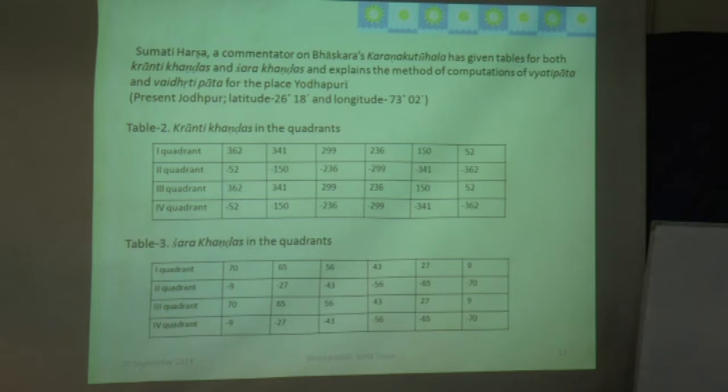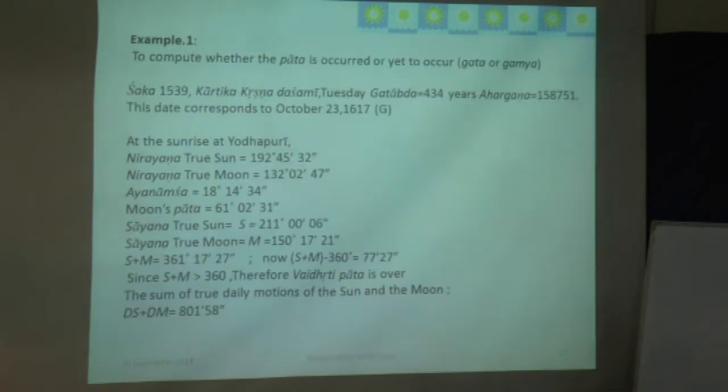From his Ganaka Kumuda Kaumudi, we come to know that Sumati Harsha has computed the example for the place known as Yodapuri, which we can recognize as present Jodhpur, with geolatitude, that is terrestrial latitude, 26 degrees 18 minutes and longitude 73 degrees 2 minutes. I have taken one example from it to compute whether the Pata has occurred or is yet to occur, that is, whether it is Gata or Gamya.